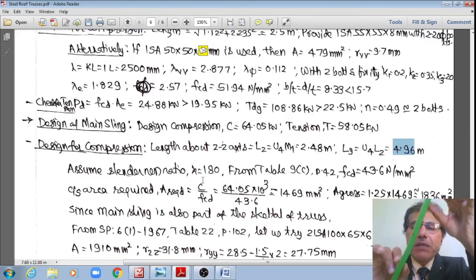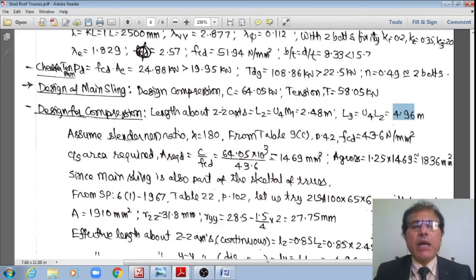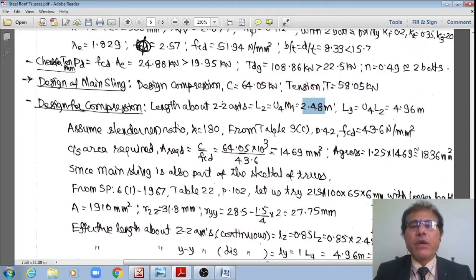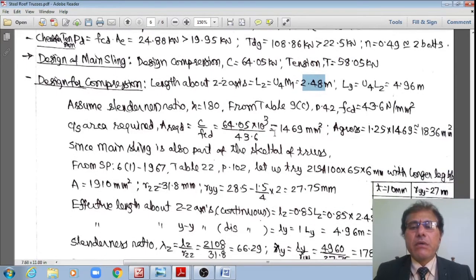About the major axis, it buckles about 2.48 meter only, like this, right? Whereas about the minor axis 4.96, like this, right? Once I know the lengths, then what I'll say is that here I do have this compression force, which is a medium force. Even though the length about that major buckling axis is 2.48, the buckling is critical about this minor axis.